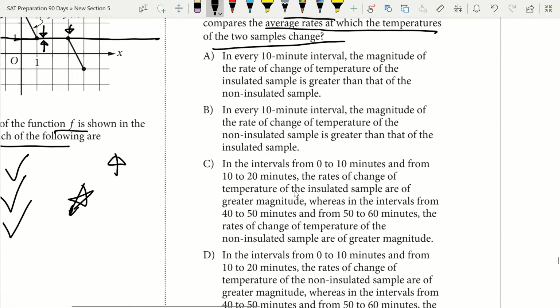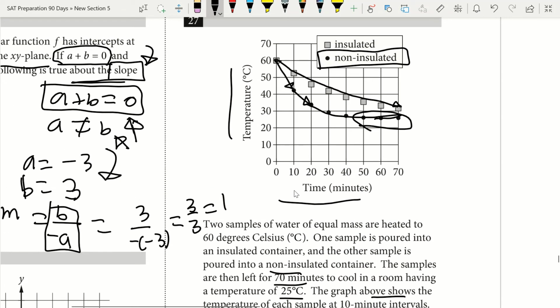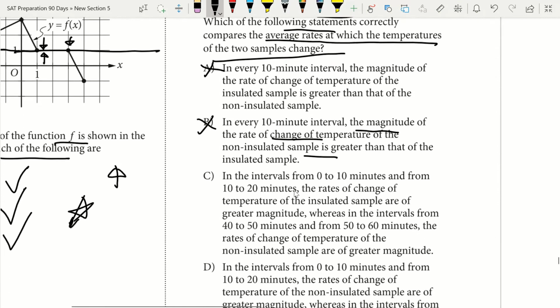Okay, I see A and B. They say in every 10-minute interval, the magnitude of the rate of change of temperature of the insulated is greater than that of the non-insulated. Both of them are saying that the magnitude of rate of change of one is greater than the other, but that's not true because the rate of change of the non-insulated was greater at first, but then it was less than the insulated at the end. So we need something that shows that difference over time.